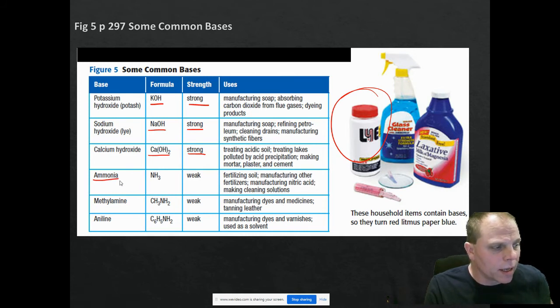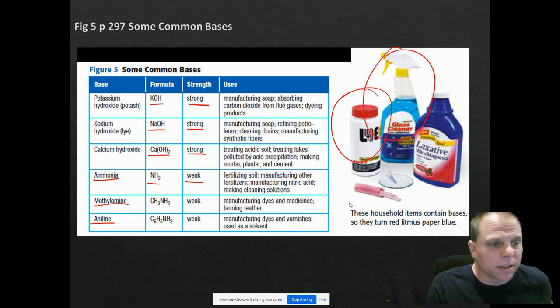And then you have our weak bases: our ammonia, our methylamine, and our aniline. Ammonia is really the one you probably want to focus in on. That's going to be used to make fertilizer and cleaning solutions. You can see the glass cleaner here. That actually is a weak base.